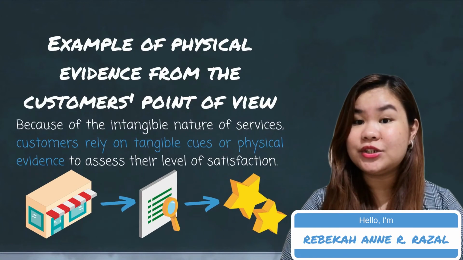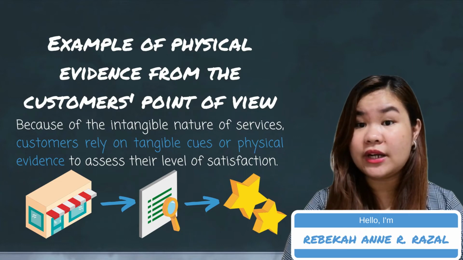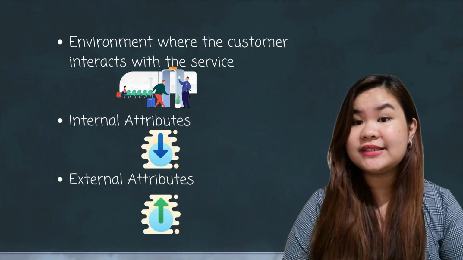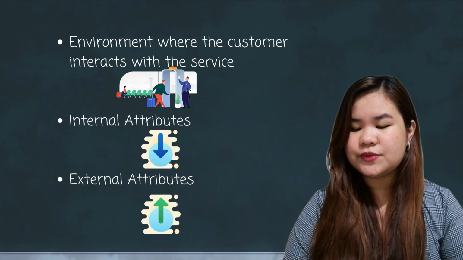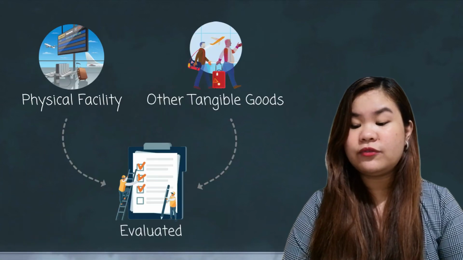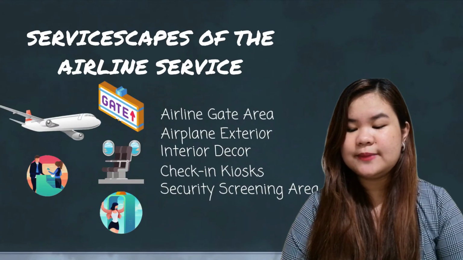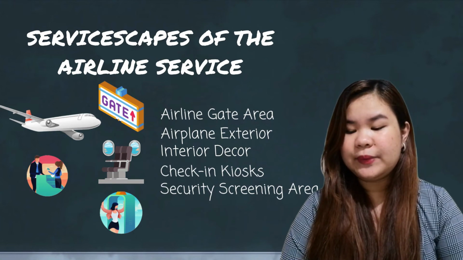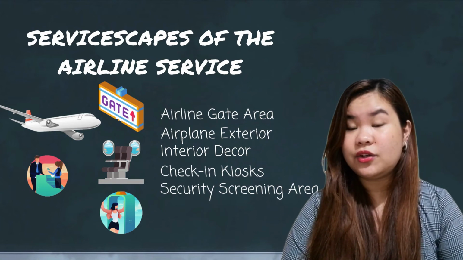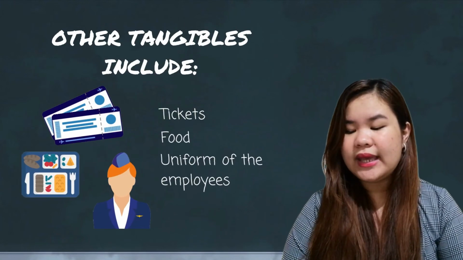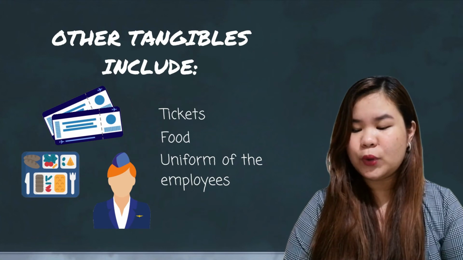Because of the intangible nature of services, customers rely on tangible cues and physical evidence to assess their level of satisfaction. This includes the environment where the customer interacts with the service as well as its internal and external attributes. Here, the Servicescape, or the physical facility where the service takes place, and other tangible goods are evaluated. An example of this would be an airline service where the Servicescapes consist of the airline gate area, airplane exterior, interior decor, check-in kiosks, and the security screening area. Other tangibles, on the other hand, include tickets, food, and the uniform of the employees.